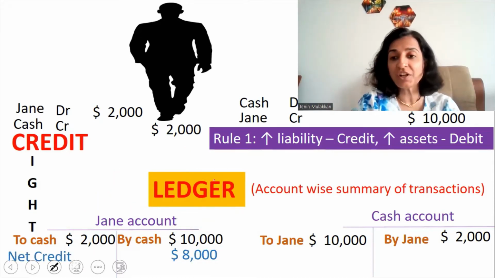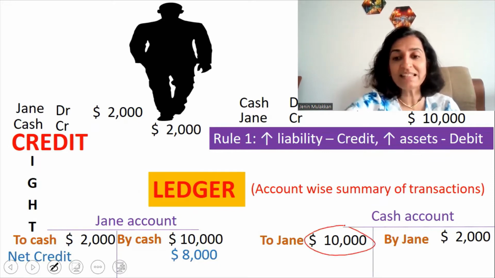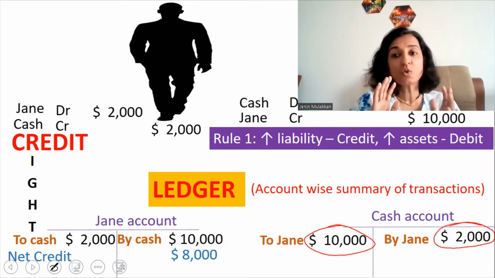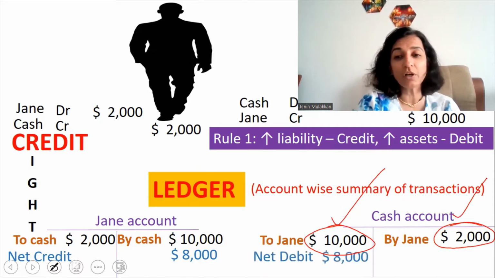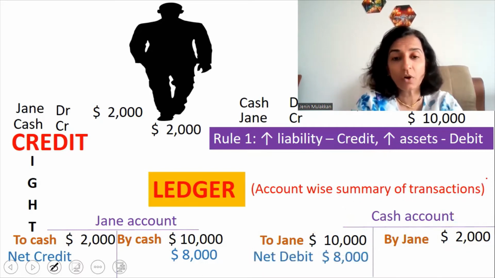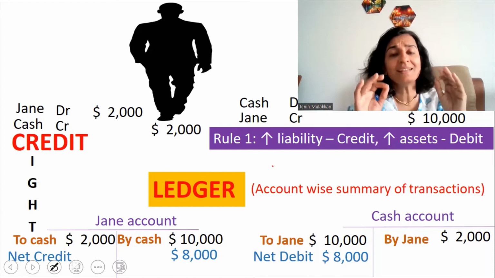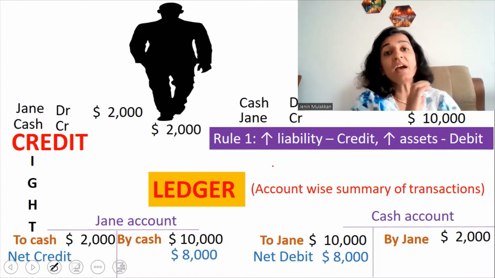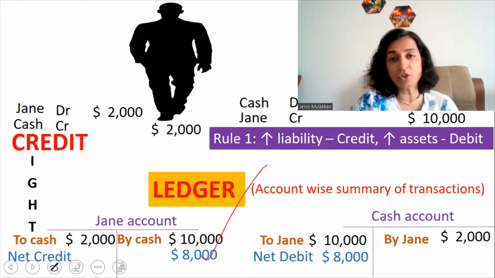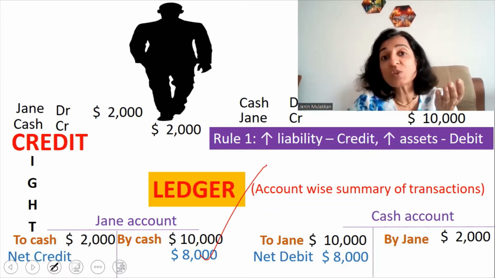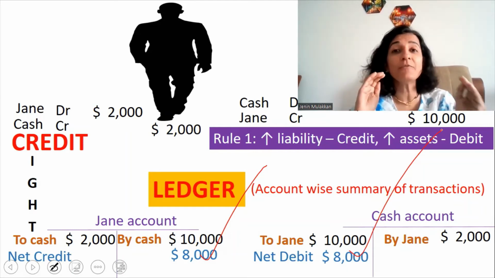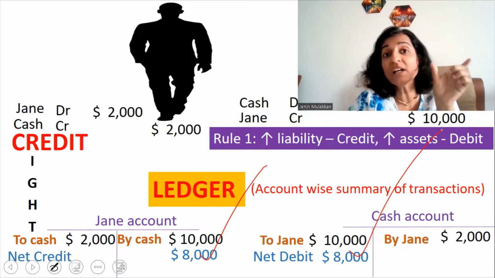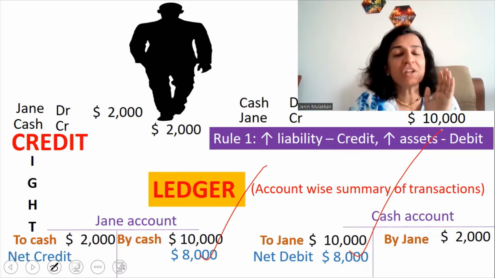And regarding the cash account, the total of the debit side is $10,000 and the total of the credit side is $2,000. So we have a net debit balance of $10,000 minus $2,000, or $8,000. So now what do these balances mean? It simply means that presently we are liable to pay Jane $8,000 and right now the cash balance available with us is $8,000. So we get the final position when we view the balance in each account.